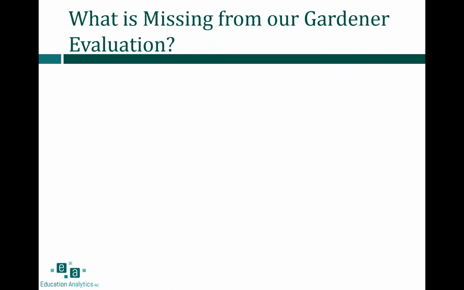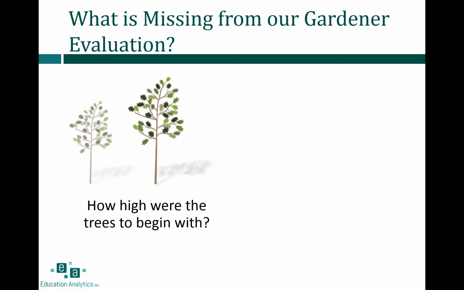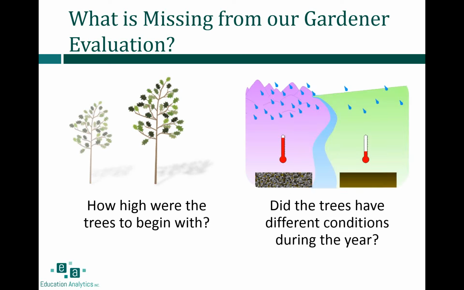And almost always what I hear back is the following two things. One is, how high were the trees to begin with? These gardeners might not have started with acorns. We want to think about how that might have changed how much these gardeners impacted the growth of these trees. The other is, did the trees have different conditions during the year? Sometimes people say things like sunlight or rain or soil. We have the different environments that the trees may have been in during this past year. We're not thinking about that in our current methodology that we just explained earlier. We want to think about how we can get better at isolating what it is that the gardeners did on the growth of these trees.